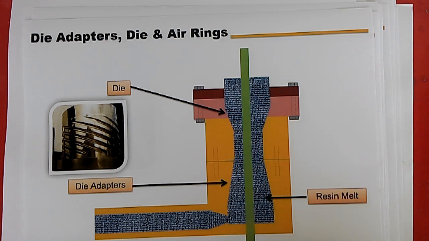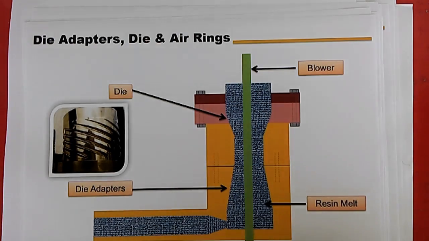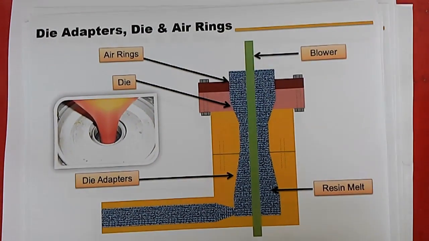The melt is then extruded through the circular die opening in the form of a thick walled tube across the land. As the molten polymer exits the circular opening of the die and moves away from the heated die, it is immediately cooled using ambient or chilled air through a blower. This is done using an air ring.